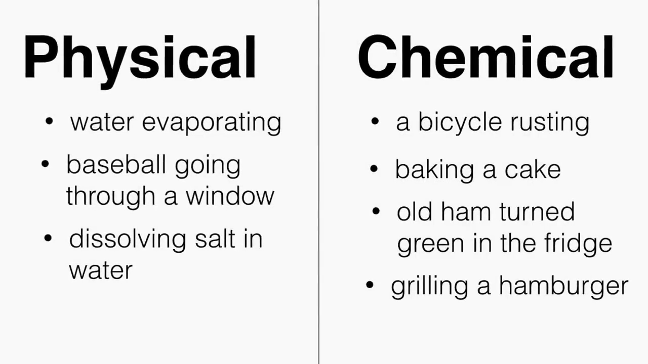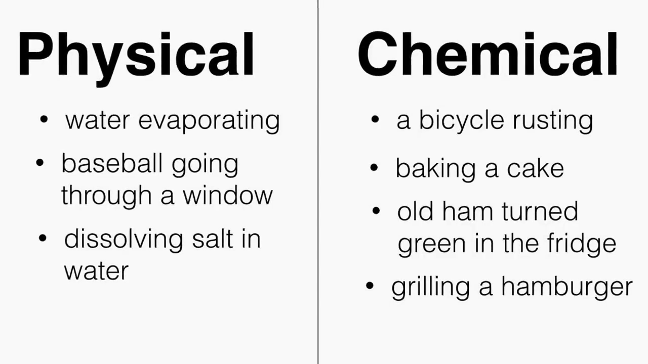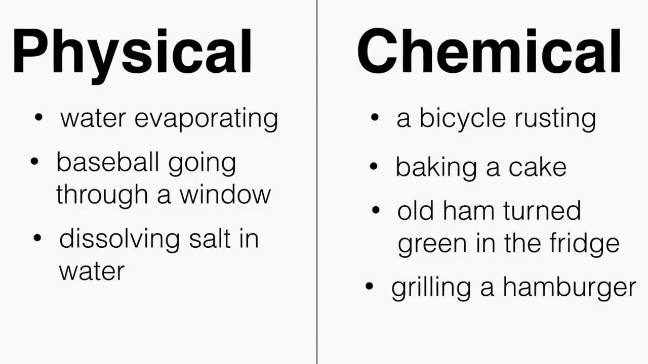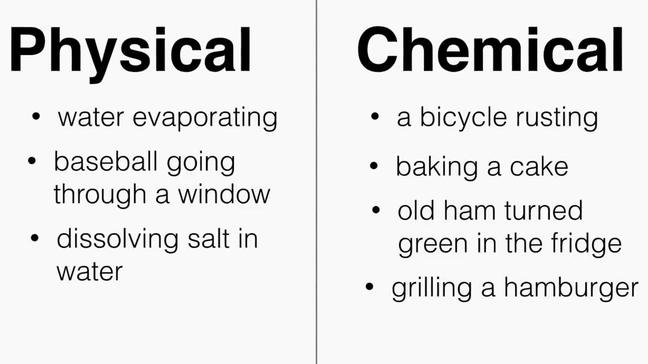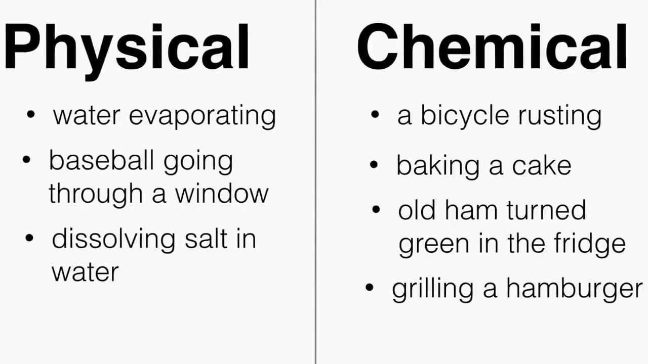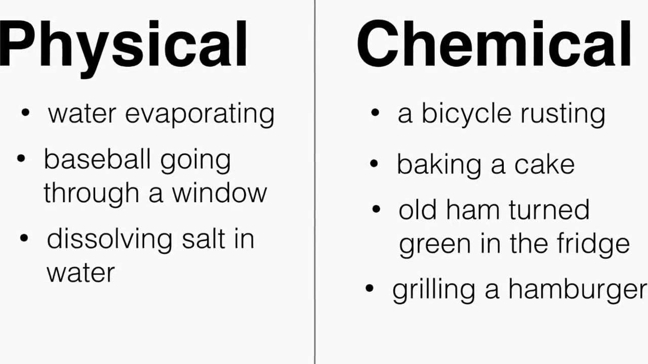Remember, chemical changes are difficult to reverse. So a bicycle rusting, that would be tough to undo. The rust is a new substance, that is a chemical change. Baking a cake, same thing, chemical change. You can't unbake a cake. Old ham turning green in the fridge, chemical change. Grilling a hamburger, once that hamburger's grilled, you can't ungrill it. It too is a chemical change.